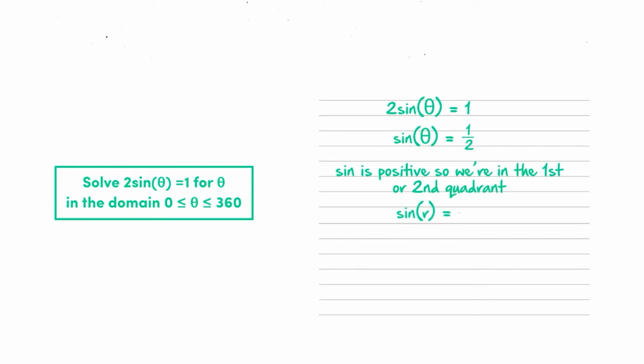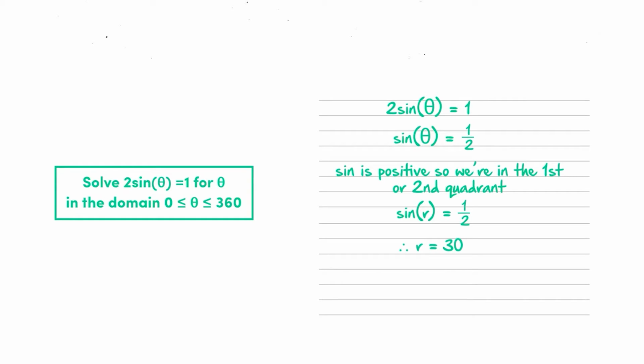How about the second clue from the other body? That shows that the reference angle gives sine of r equals 1/2. And r is the inverse sine of a half, which equals 30. That means theta is either equals r or 180 minus r, so theta is equals to 150.